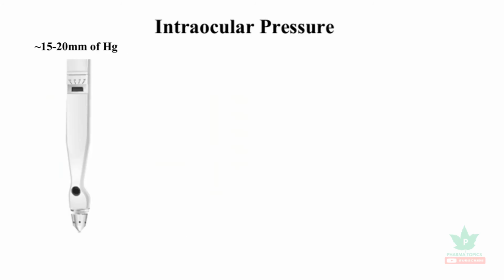The next is intraocular pressure. Actually, eye pressure is normally 15 to 20 mm of mercury. When it crosses this, it is called increase in the intraocular pressure, which is called glaucoma. For these drugs, it could be checked.